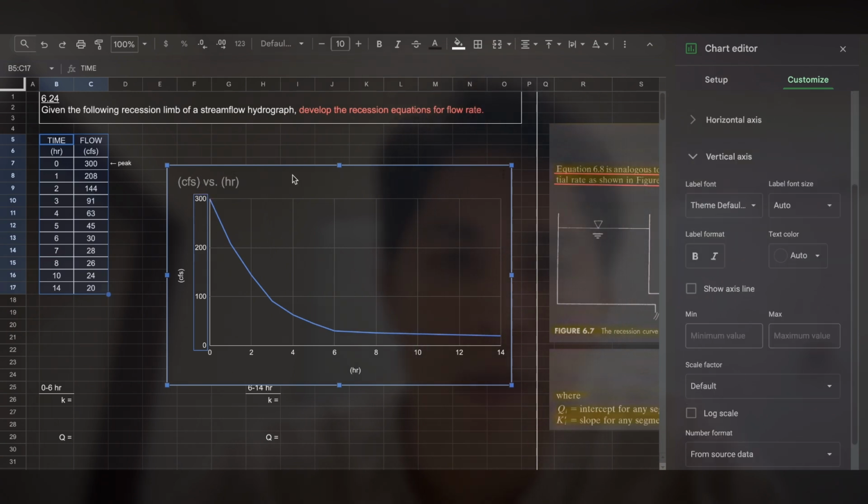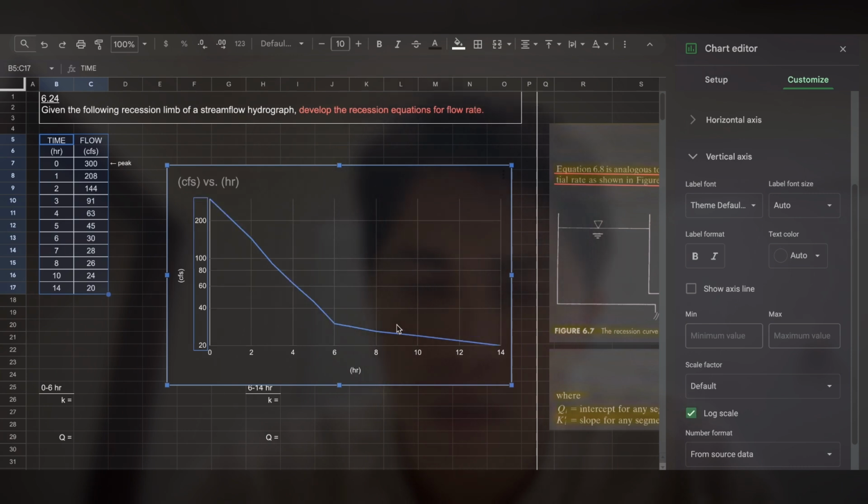But to develop the recession equation curve, you want to plot the y-axis of the flow in a log scale. So once you do a log scale, you're going to notice very distinctively the different periods of the recession. In our case, we have two very distinctive lines. So all we need to do is find the equation that describes these two lines. And we notice that from 0 to 6 hours, we have a very pretty linear line. And from 6 to 14, we have another one.